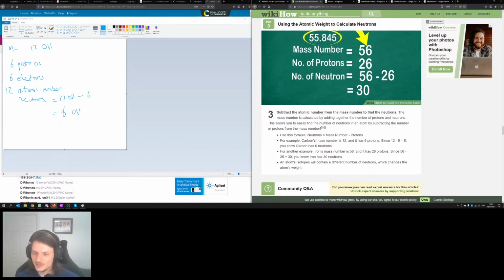So carbon's mass number is 12 and it has 6 protons. So carbon's mass number is, it's not 12. I guess it's the average. So it's atomic number it's talking about, and it has 6 protons. Cool. Since 12 minus 6 equals 6, you know carbon has 6 neutrons.